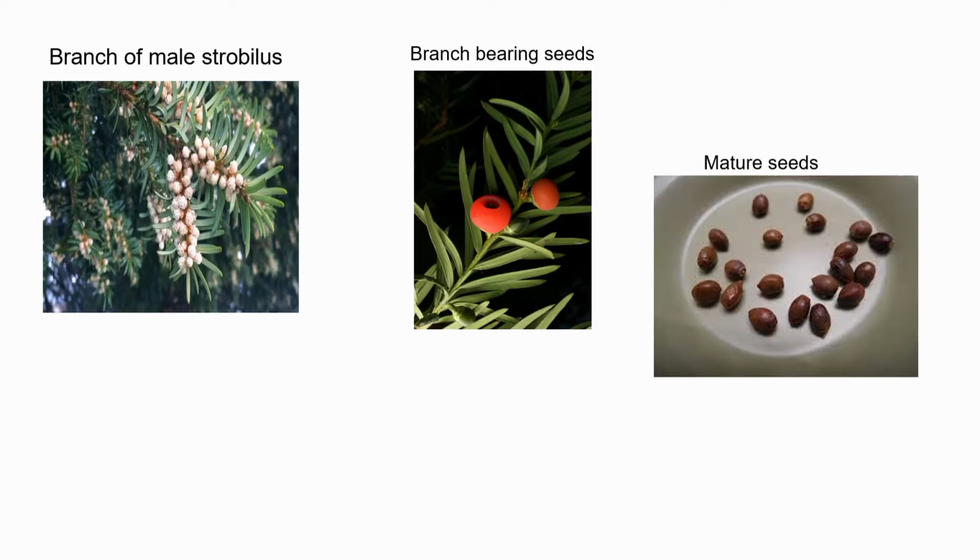The Taxus shows the branch of male and female strobilus. It is the branch of male strobilus, and it bears the seeds and mature seeds.